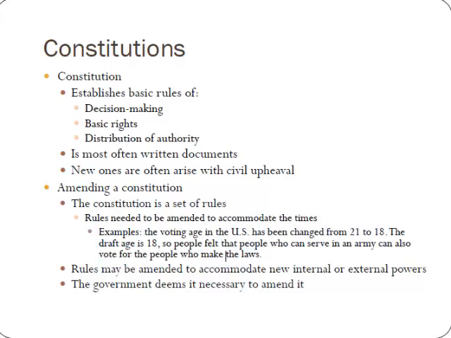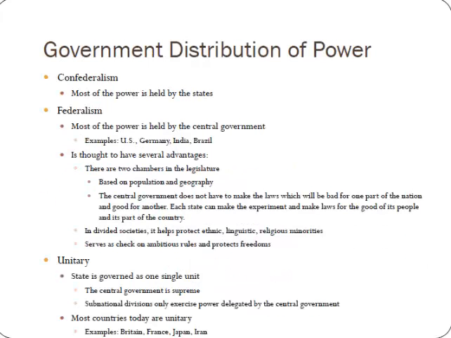One example is the 26th Amendment, where the voting age in the US used to be 21, and now it's 18. One of the reasons behind that change was that people who were 18 could be drafted, and so people thought it made sense that if you're old enough to be drafted, you're old enough to vote. The slogan, I think, for the 26th Amendment was, "Old enough to die, old enough to vote." The rules can be amended to accommodate new internal or external powers. If a country gets conquered or changes its mind about something, it can amend its constitution, upon which the entire government is based, to reflect this new reality.